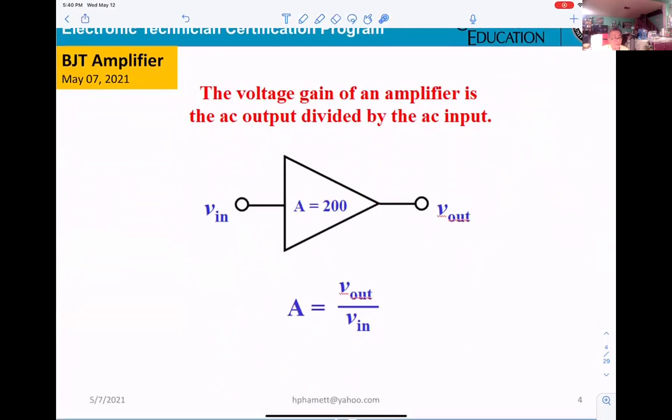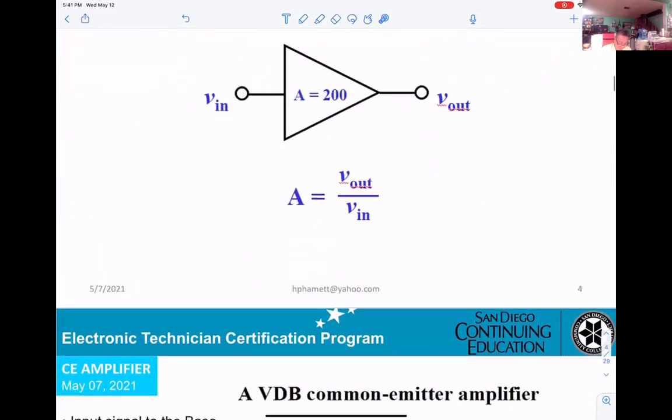Now, when we're talking about the gain, you have the input and the output. The gain, by definition, is the ratio of V out over V in, or I out over I in, or P out over P in, depending on whether it is the gain for voltage, current, or power. That's a very basic definition.